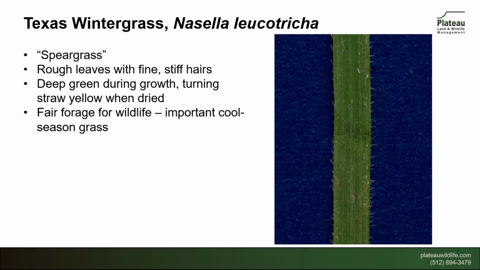So you see a green grass in the winter, and you've got that rough top and bottom leaf, and it's fairly abundant. It's likely Texas wintergrass, and provides fairly good forage. In the winter, it's one of the few things that's green, and so wildlife will use it during that time when nothing else is growing, when everything else is dormant. And the seeds are used by turkeys and other birds as well.